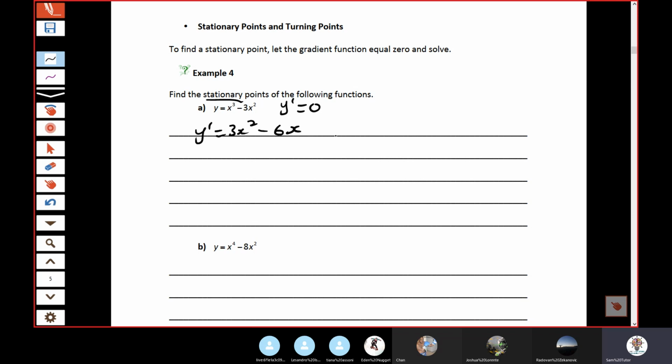Bang, bang, bang, bang. Equals 0. Back to baby stuff. X equals 0, x equals 2. It is a point. What are you meant to usually have with a point? An x value and a y value, coordinates. Sub it back into the original. Y equals 0 when x is 0. Y equals 8, take away 2 squared is 4, 4 times 3 is 12. 8 take away 12 is negative 4. Therefore, your points are obviously (0, 0) and (2, -4).